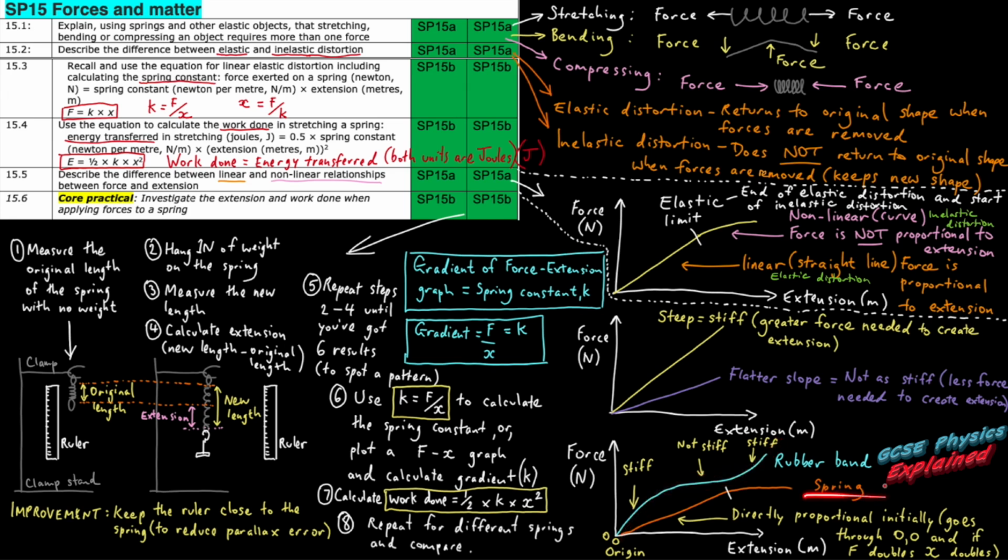And a spring, well, that was the same as before. It's directly proportional at first, so it's linear. So directly proportional would mean it goes through the origin, 0, 0, and it's linear. So in other words, if you were to double the force, that would double the extension. Then up until the elastic limit, mind, and then you're going to get your permanent extension, your inelastic distortion.